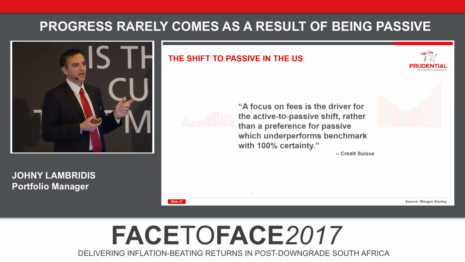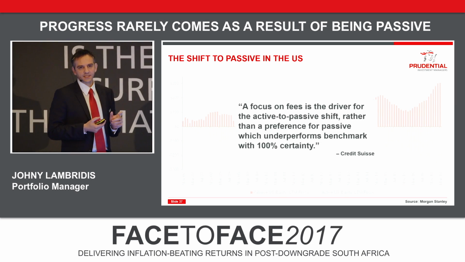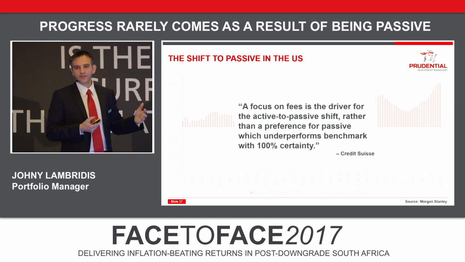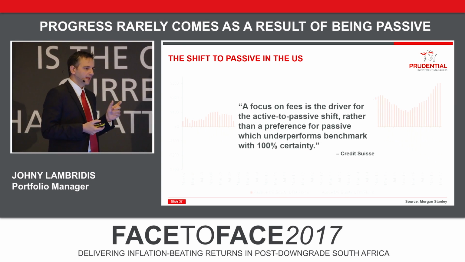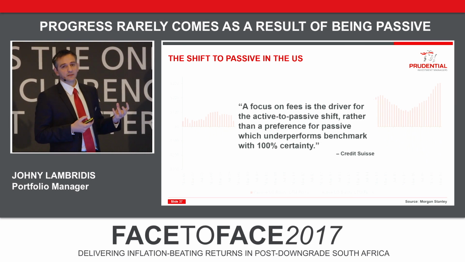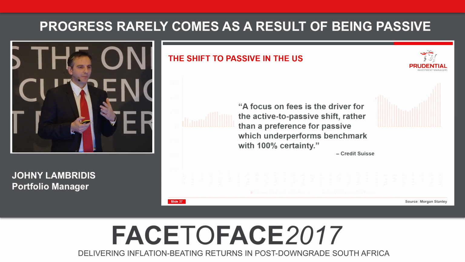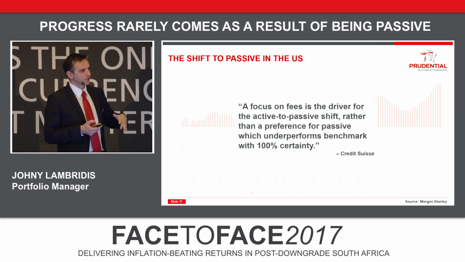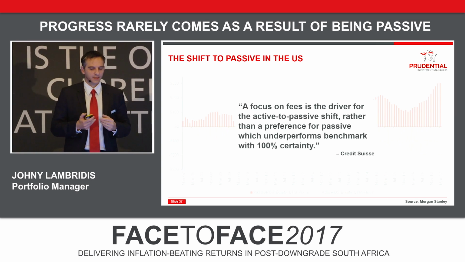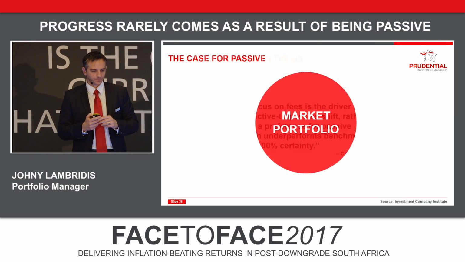ETFs in the US have a tax advantage over unit trusts in the US, and that is also a big driver of the shift. In South Africa and Europe, there isn't that same tax arbitrage. ETFs are taxed exactly the same as unit trusts. So whereas we might see a shift towards passive in South Africa, we don't think the shift will be as pronounced, given that there isn't this tax advantage of ETFs over unit trusts.